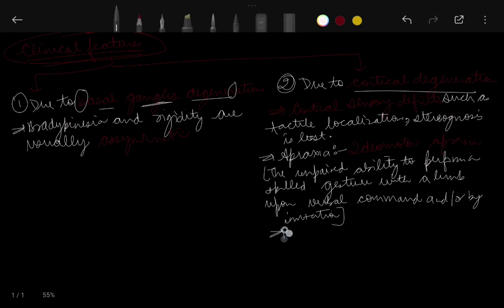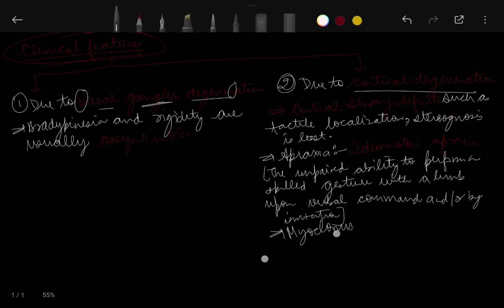Then we have myoclonus. We covered this topic fully in seizures and epilepsy. Myoclonus is a sudden brief involuntary shock-like muscle jerk caused by synchronous or asynchronous contraction of one or more muscles. Okay, it is rapid and jerky, unlike tremor, which is rhythmic.